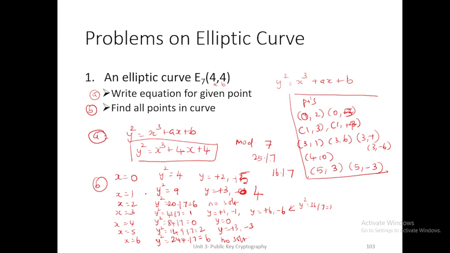If you take x equal to 3, 3 cube is 27, plus 4 3s are 12, plus 4. So the answer is 43. 43 mod 7. So 6 7s are 42, so it will give the remainder 1. So the y value is 1. The other values with the remainder 1, that means 50.